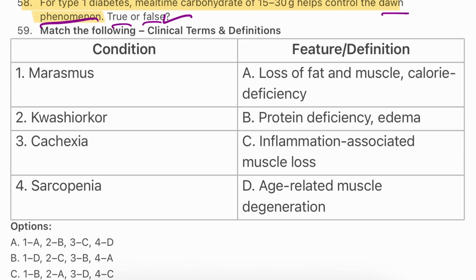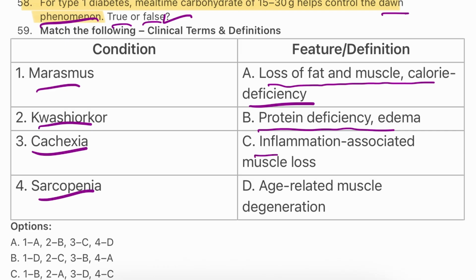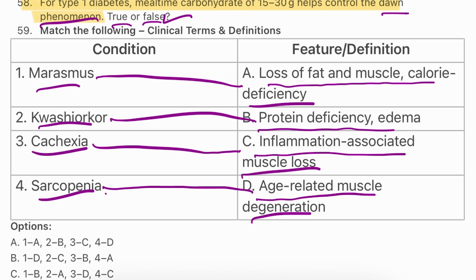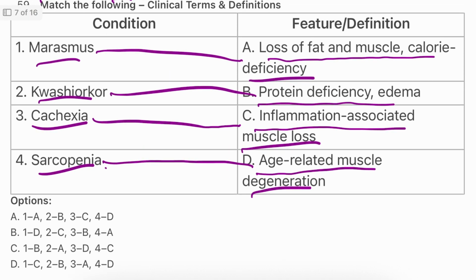Question number 59. Match the following: marasmus, kwashiorkor, cachexia, sarcopenia; loss of fat and muscle with calorie deficiency, protein deficiency with edema, inflammation associated muscle loss, age related muscle loss. So we'll check it here. Marasmus is a severe calorie and protein deficiency. So the answer is A. Kwashiorkor is a protein deficiency with edema. It is B. Cachexia is inflammation associated muscle loss. It is C. Sarcopenia is age related muscle loss. It is D. So it goes 1 is A, 2 is B, 3 is C, 4 is D. So the answer is A.